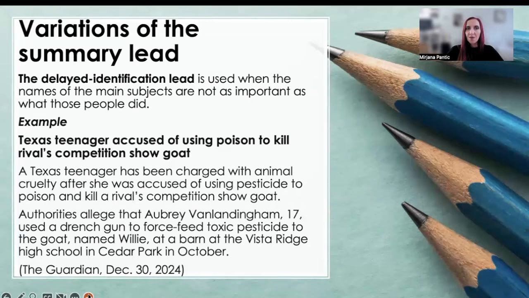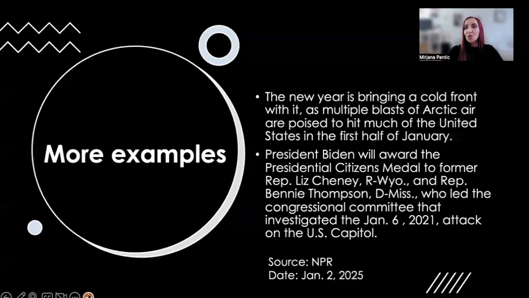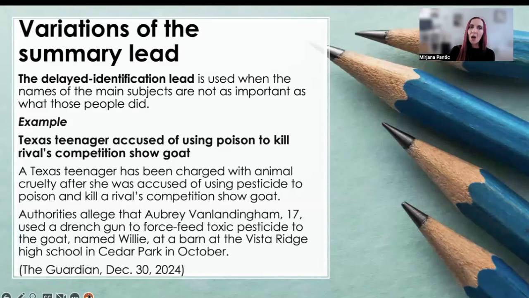Well, the delayed identification lead is used when the names of the main subjects are not as important as what those people did. So in the previous case, yes, Liz Cheney, these names are important, but we could also create a lead by moving these names to the second paragraph. When do we use this delayed identification lead? When, let's say, somebody participated in an accident and we don't know the person, so we can mention their name in the second paragraph.